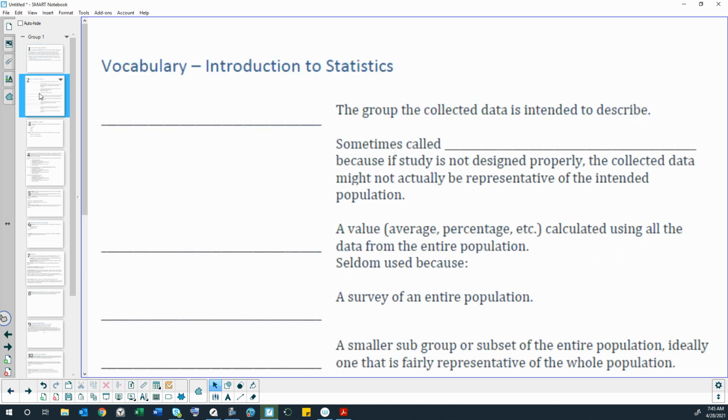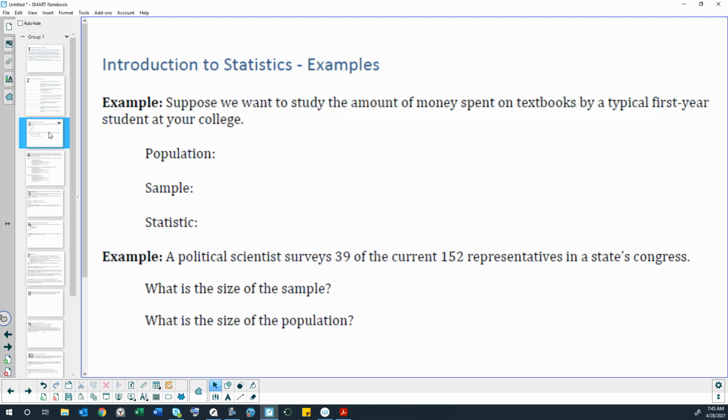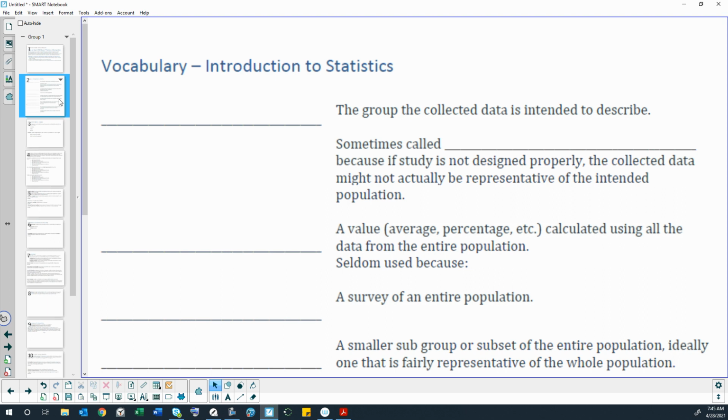Let's go ahead and hit this vocabulary. Now, if you watch the first video that's provided to you, the vocabulary is intermixed with some examples. Basically in these notes, the first and second pages go with the first video. So I'm just going to go through in order, but if you watch the video from our class on YouTube, then it goes back and forth between the vocabulary and the different examples on the second page. Okay, so this first word here is population, and that is the group the collected data is intended to describe.